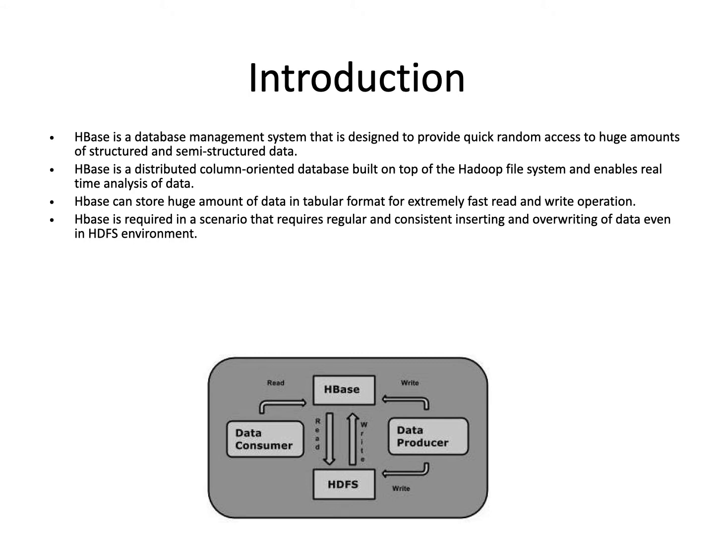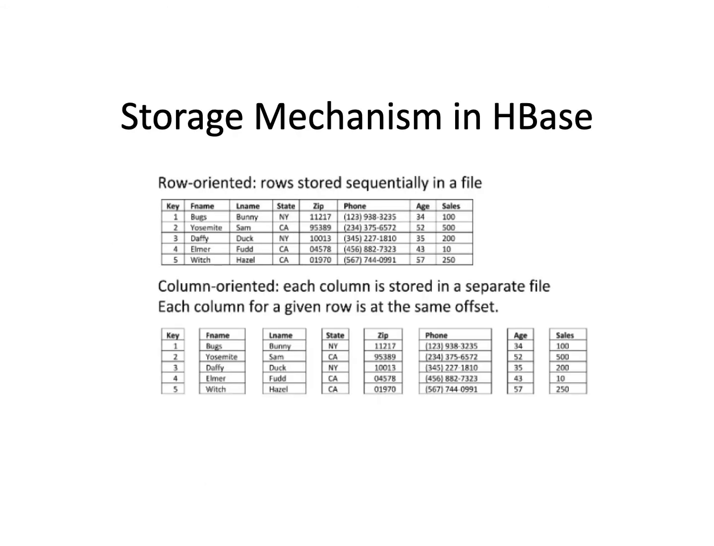Let us see the storage mechanism in HBase, or how data is stored in HBase. Basically, there are two types of data storage. We can store the data in two ways: one is row oriented, and the other is column oriented.